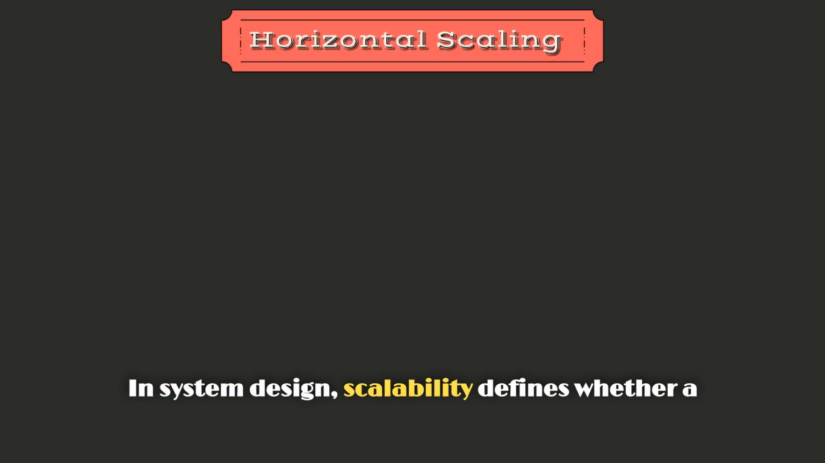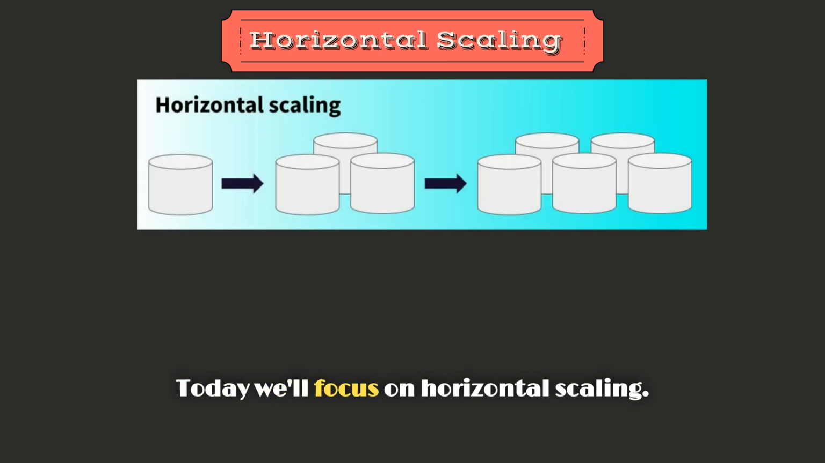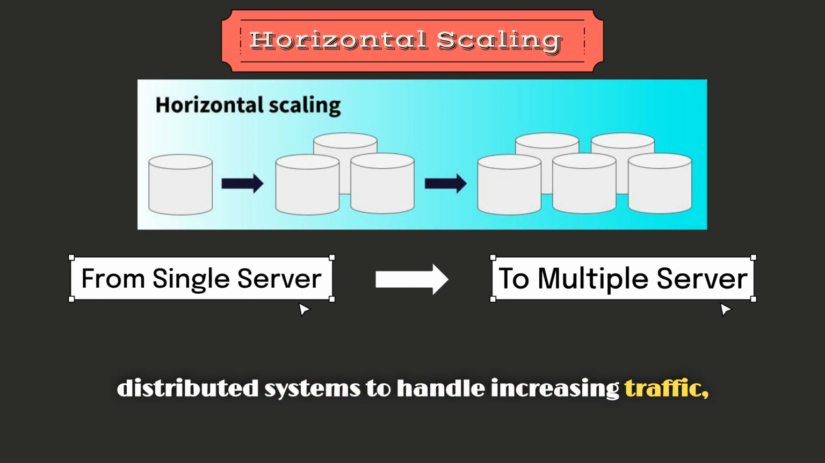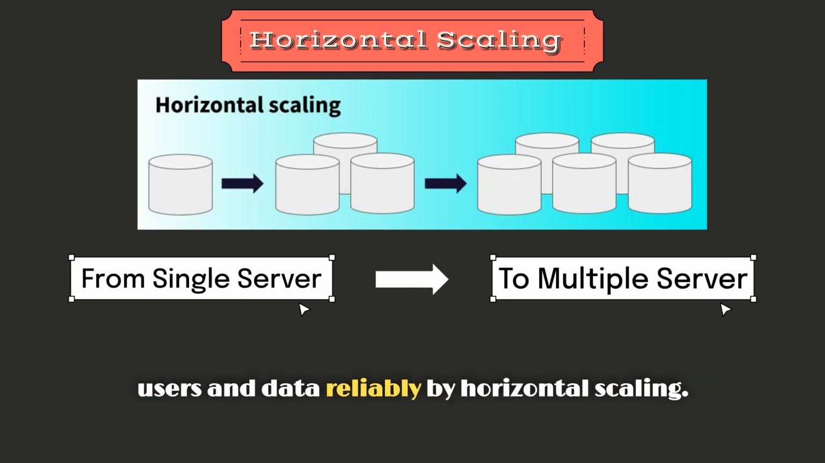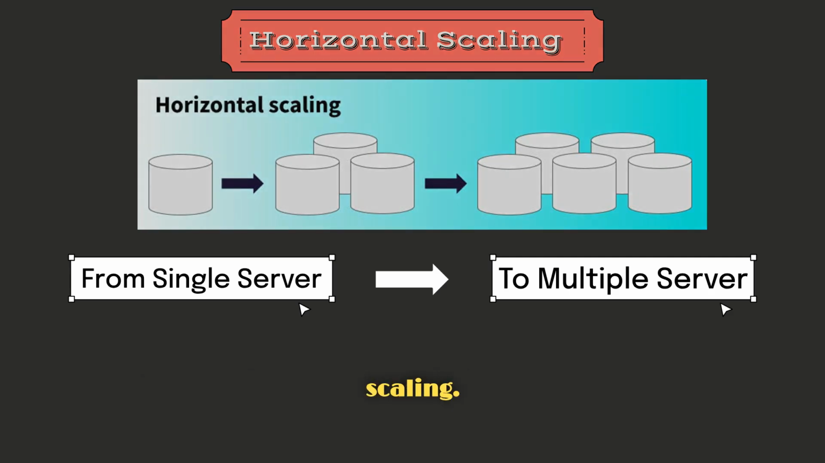In system design, scalability defines whether a system survives real-world growth. Today we'll focus on horizontal scaling, the primary strategy used by large-scale distributed systems to handle increasing traffic, users, and data reliably. In the next few sections, we will look at the core problem to understand horizontal scaling.